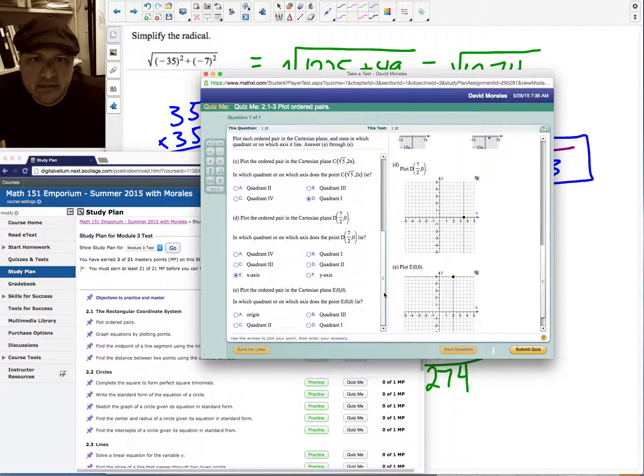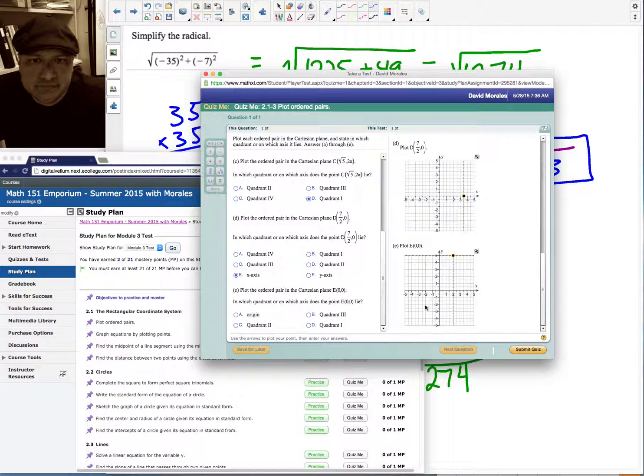Plot the ordered pair (0, 0). And that is the origin. (0, 0) is the origin here.